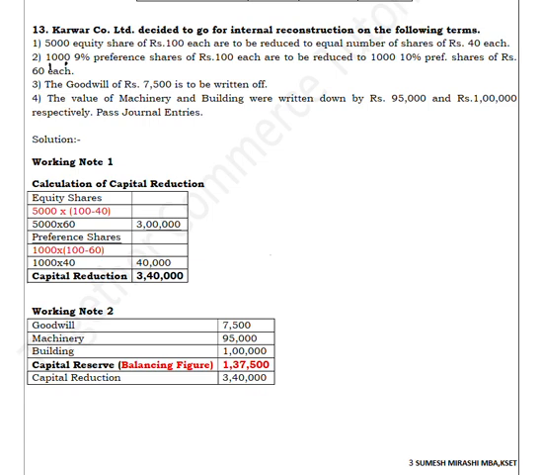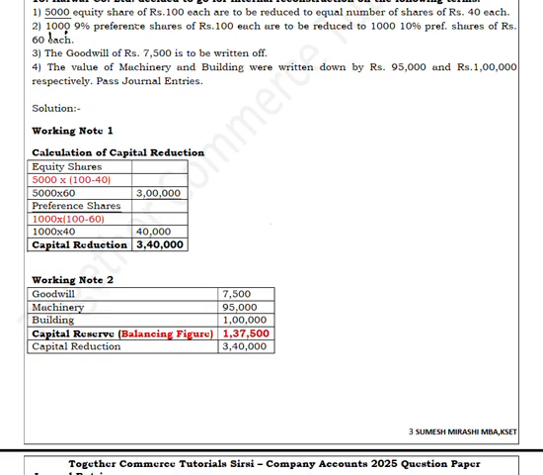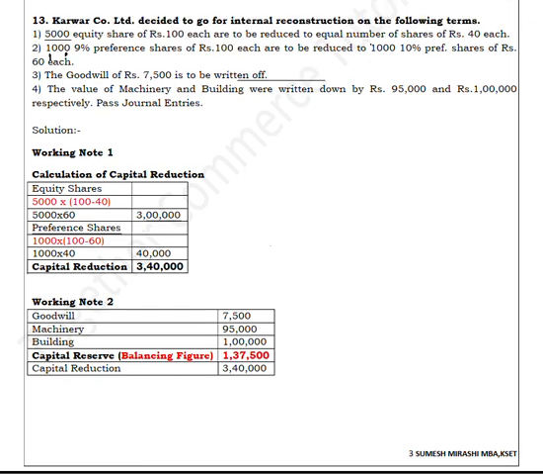Question number 13, as given in the question paper. Karwar Company Limited decided to go for internal reconstruction on the following terms. 5,000 equity shares of rupees 100 each are to be reduced to an equal number of shares of 40 each. So in this sentence, you should remember these three numbers: 5,000, then 100, then 40. And the meaning of reduced to means a minus symbol.